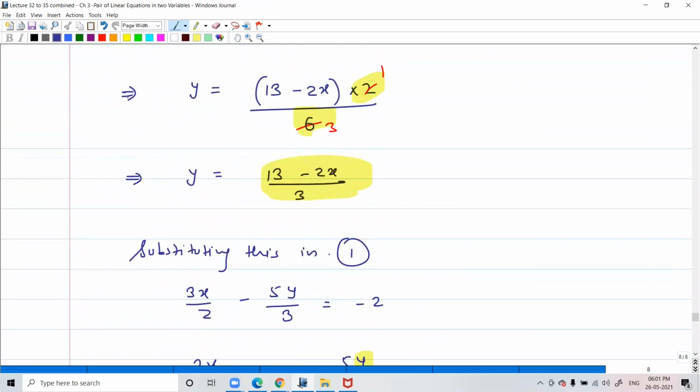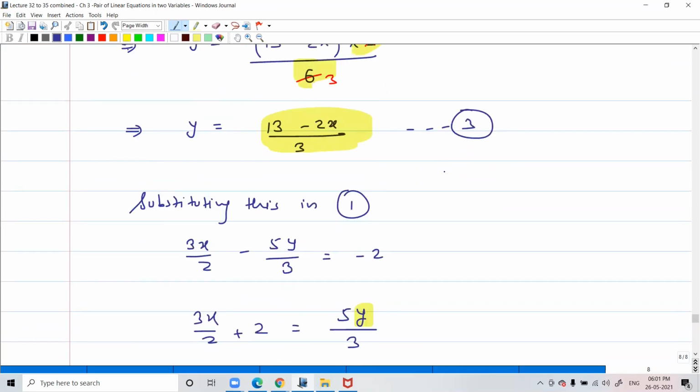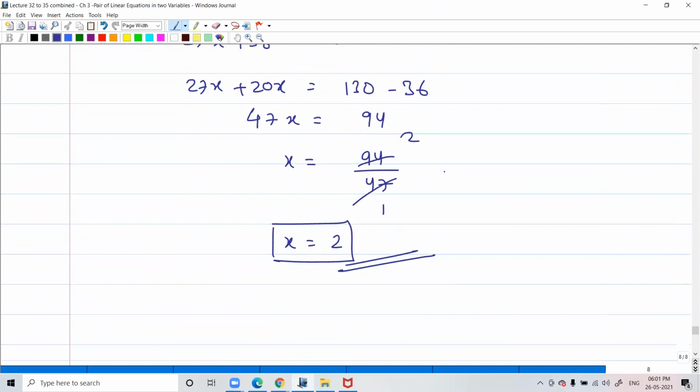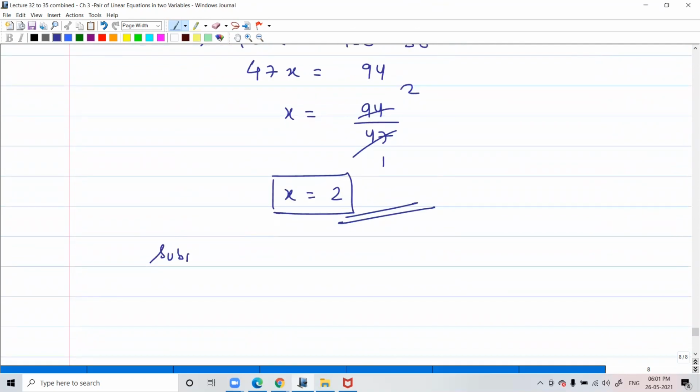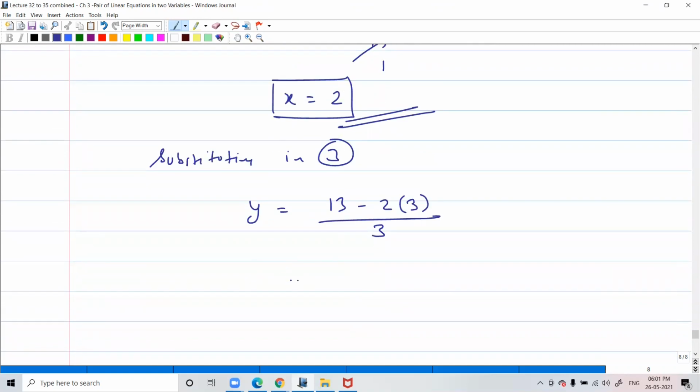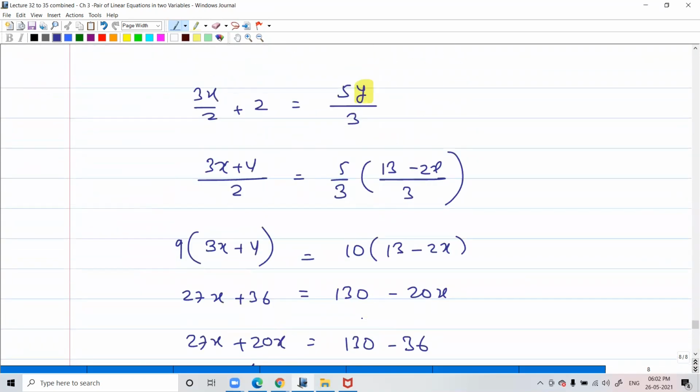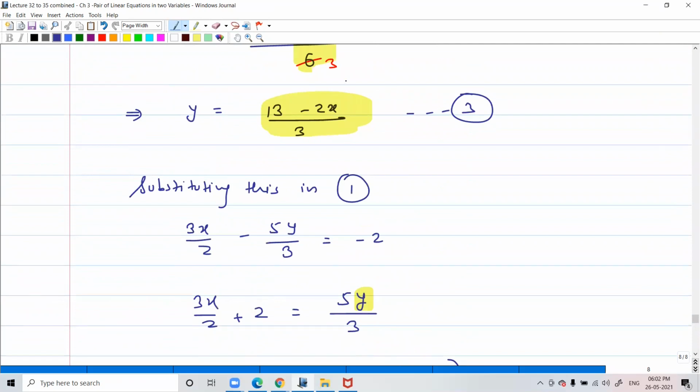We can directly put it in the equation here. Let's call this one the third equation. What was the y value? Tell me. 13 minus 2 times of x, right? By 3. Is that right? Two into two. No, sir. Say that again. So 13 minus 2 into 2, right? While substituting 13 minus 2x.